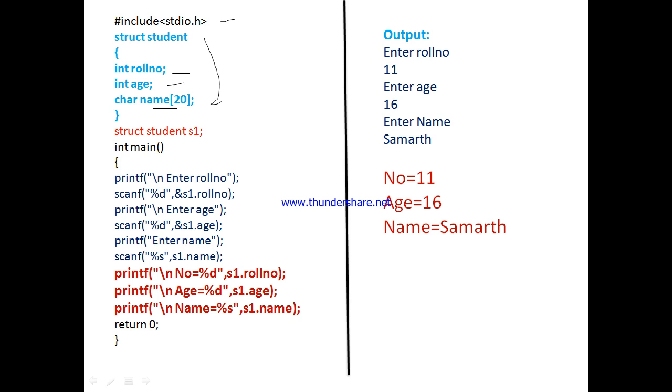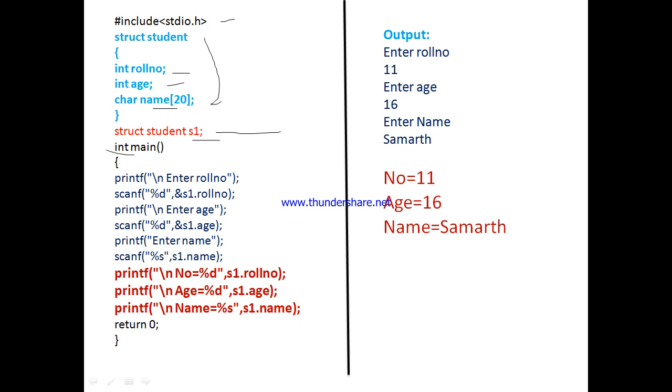Now here we are creating the structure variable. We have to accept data for only one student, so here we declare only one structure variable, s1. If you have to accept the data for two students, then we have to define two variables, s1, s2. If you have to accept the data for three students, then we have to define three structure variables, s1, s2, and s3.